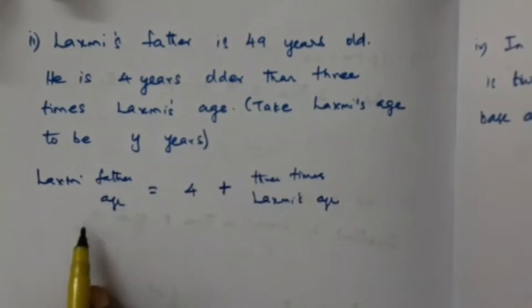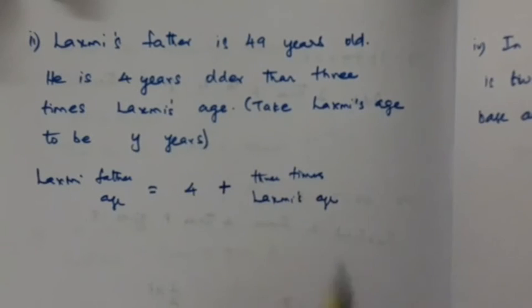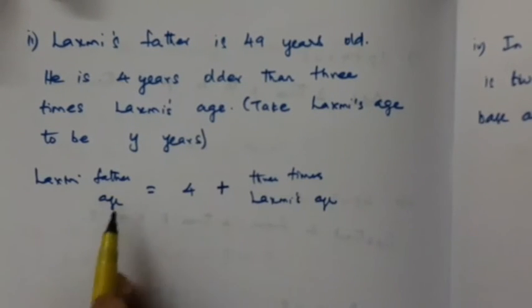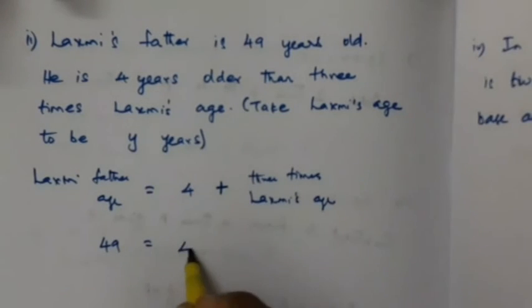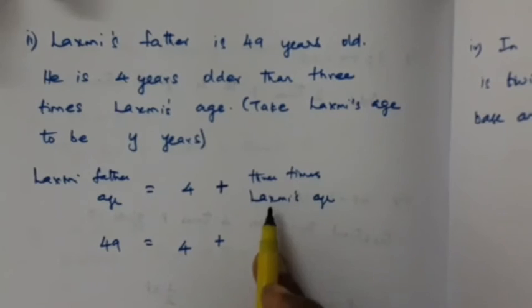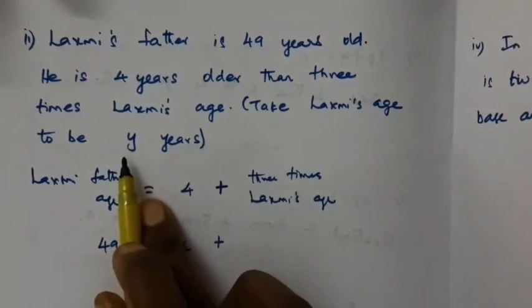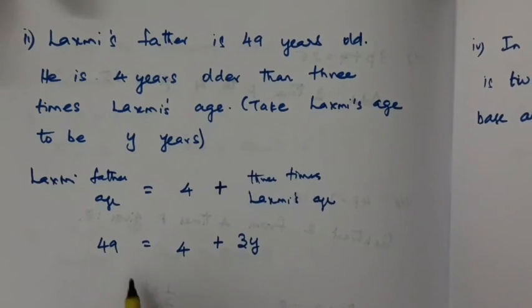Lakshmi's father's age is 4 more than 3 times Lakshmi's age. So Lakshmi's father's age is 49. That is equal to 4 plus 3 times Lakshmi's age. Lakshmi's age is y, so 3 times y is 3y. So 4 plus 3y equal to 49. This is the equation.